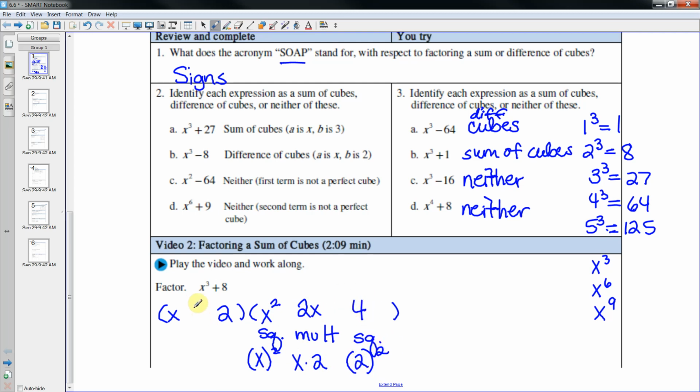So now I clean up with my signs. Same sign is a plus. Opposite sign would be a minus. Always positive would be a plus. And there we go. We just factored that cube. So they're not too bad. Again, I don't like to memorize. I think if you can do square, multiply, square, you can figure out the numbers and then SOAP to clean it up.